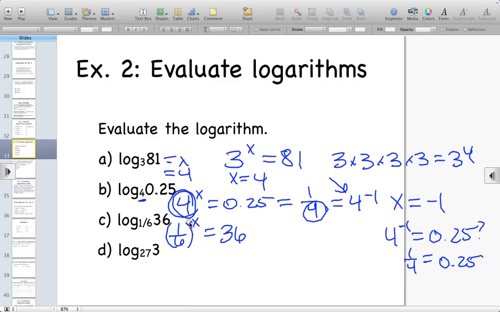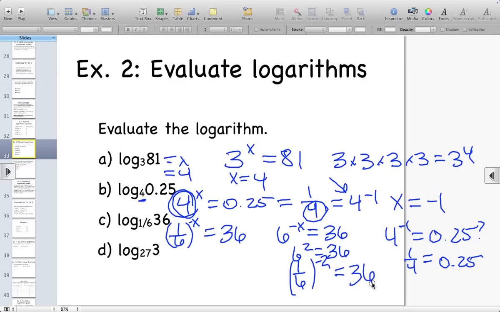So that means the exponent's going to be negative. So let's change that to 6 to the negative x is equal to 36. All right, well, what would make 6 into 36? Well, 6 squared is 36, but I had 1/6, so in order to get positive 36, I need to have a negative exponent. So if I were to go and solve this, what does 1/6 to the negative 2 mean? It means 6 squared, which means 36.